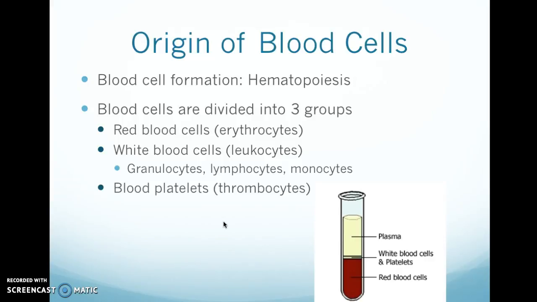And then over here to the side, you can see a picture of a test tube, and it shows you the 3 layers. And at the bottom, you have red blood cells, and you can see a little tiny sliver of white blood cells and platelets, and then you have the plasma at the top.